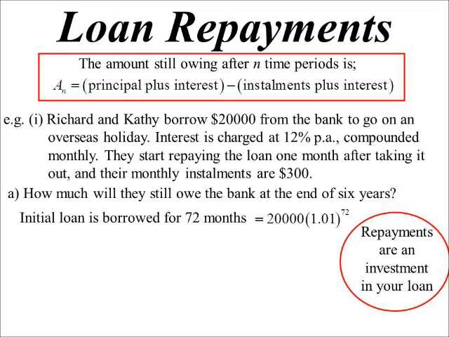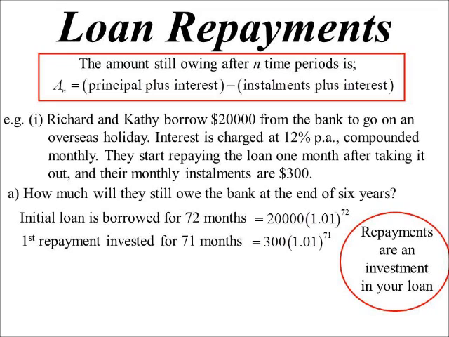So my first repayment will be invested for 71 months. It's like saying I'm going to put $300 in a bank account, because I could have done that. Instead of giving it to the bank, I could have said, no, I'm going to put it in a bank account and I would earn this money and then I'll give it to you. So it's the same sort of idea. Instead of doing that, they cut out the middleman and said, well, if you're going to give it to a bank, you may as well give it to us because we're a bank, and do it that way.